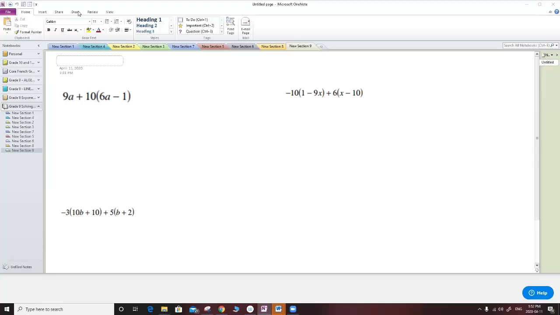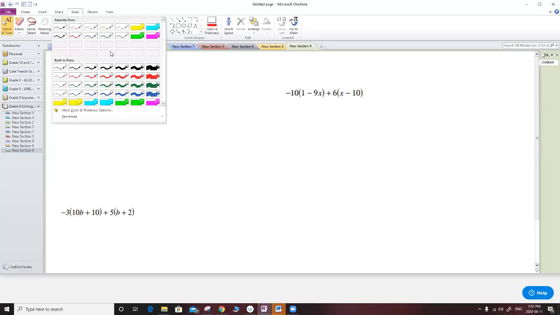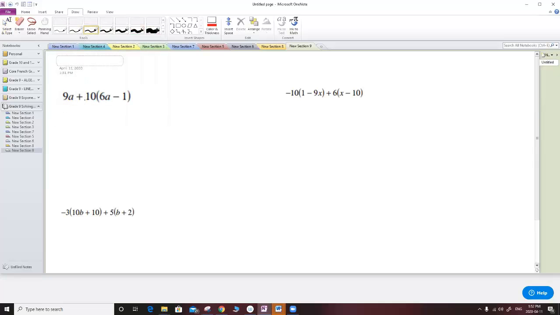Let's continue with another example. Again, how can I simplify something like that? For sure, you can see here that I have an algebraic expression where I need to use the distributive property before I simplify it. So I'm going to say this is equal to 9a plus 10 times 6a, that means 60a, and positive 10 times negative 1 equals negative 10. Now I can combine the like terms if there are any. So I see 9a and 60a, so that means 69a, negative 10. And this is going to be my solution.